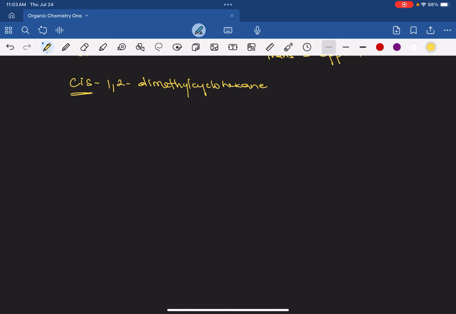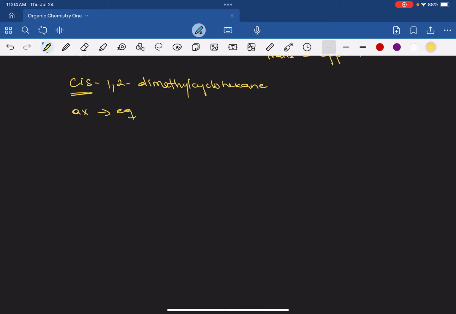Remember, we have two chair conformations. You're just asked to draw, right? Not stability, just draw. So any chair you draw here is fine. I need to point out something to you when it comes to your chair. Cis and trans has nothing to do with axial and equatorial.